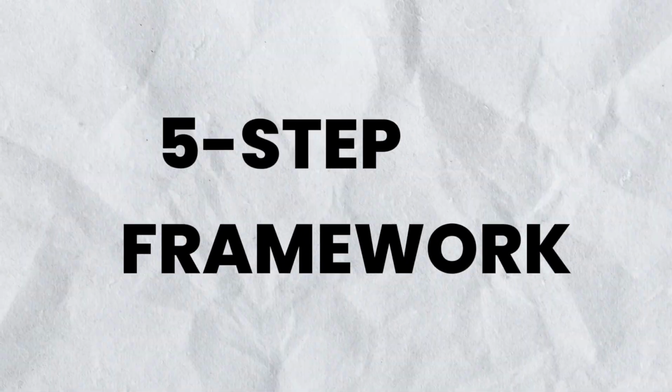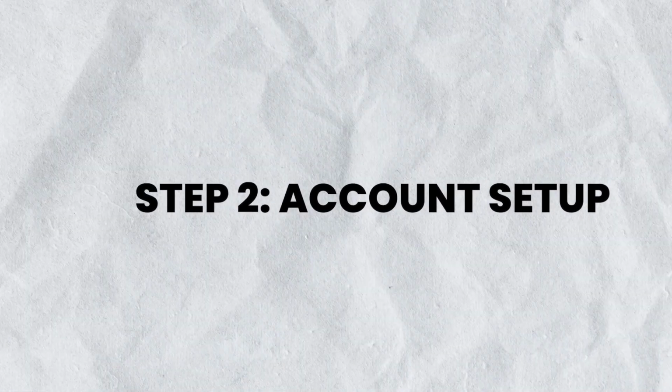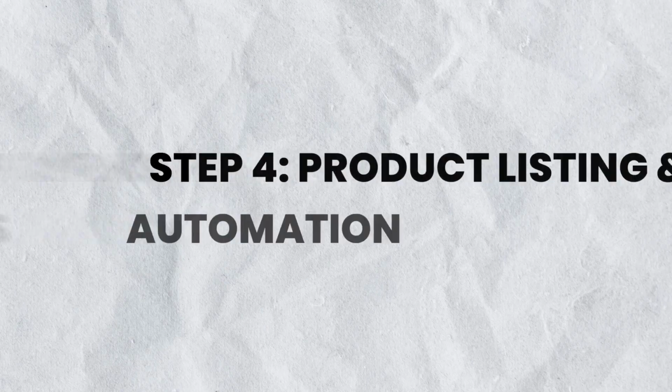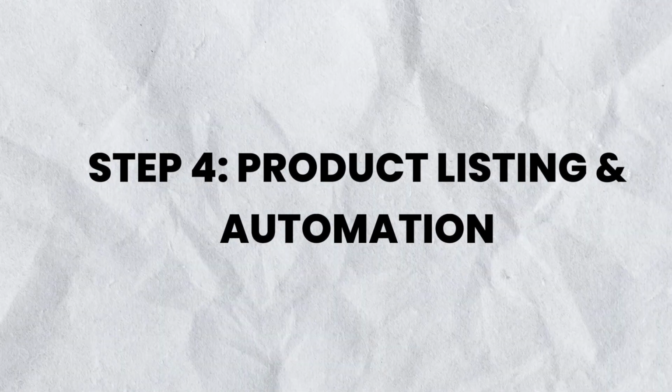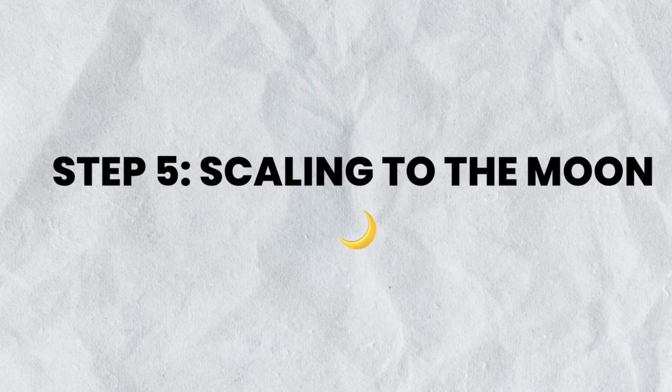I've made this video really easy to follow along, and there are only 5 steps. First, the introduction to eBay automation. 2, setting up your eBay account. 3, finding winning products. 4, listing them and automating the whole process. And 5, scaling your stores to 6 figures and beyond.